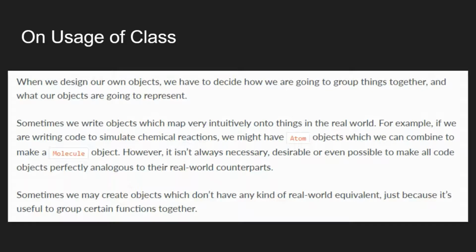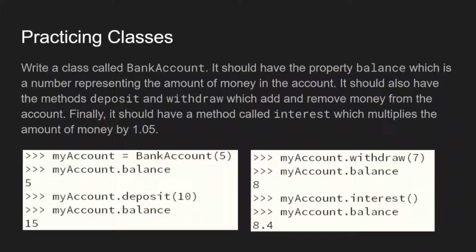So far we've used classes to model things intuitively that are in the real world. With this example, we can write code to simulate chemical reactions. We might use atom objects, which we can combine to create a molecule object. However, it isn't always necessary, desirable, or even possible to make all code objects perfectly analogous to their real-world counterparts. Sometimes we may create objects which don't have any kind of real-world equivalent, just because it's useful to group certain functions together. Let's practice classes.